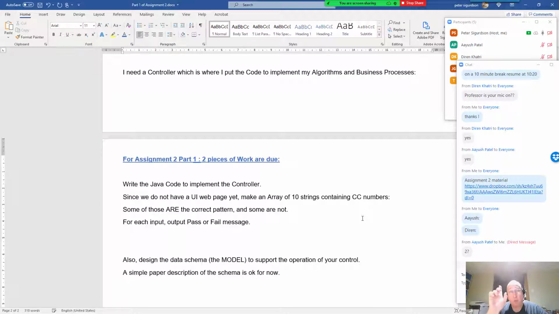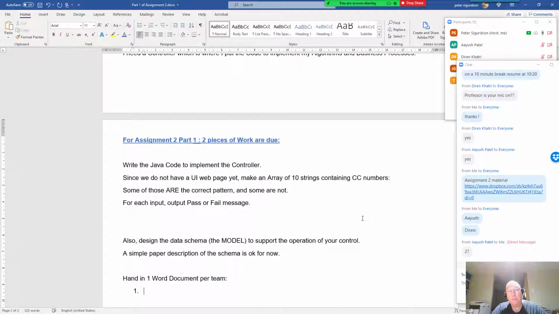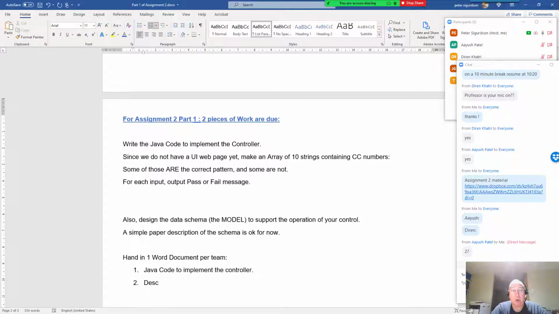So you're going to hand in one Word document per team with your Java code to implement your controller, and a description, right? If you want to draw it out on a piece of paper and take a picture and upload the picture, that's the way I would do it. If you want to describe it using tables in a Word document, that's fine. Describe your schema for your model.